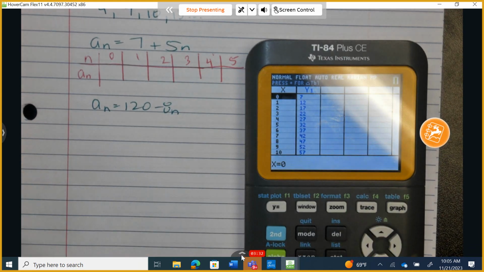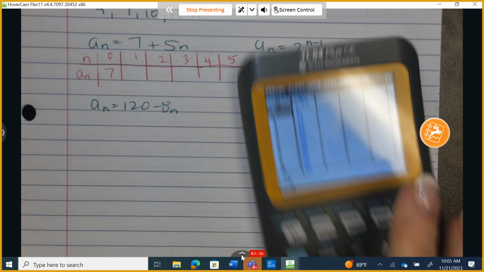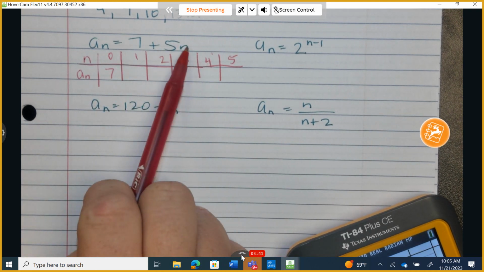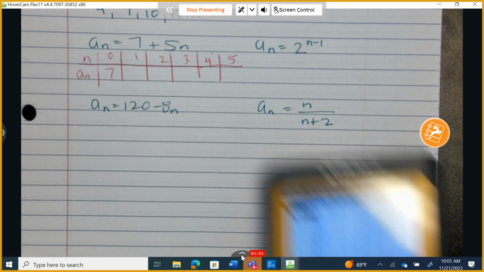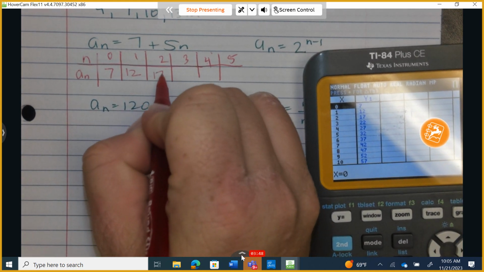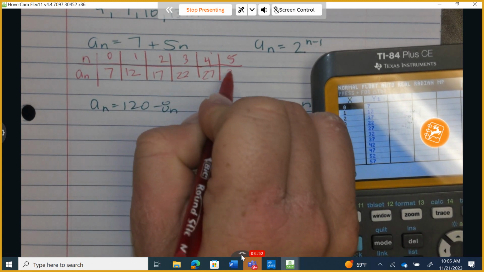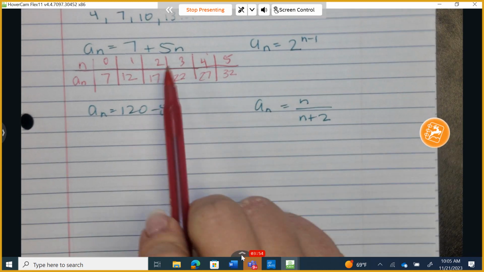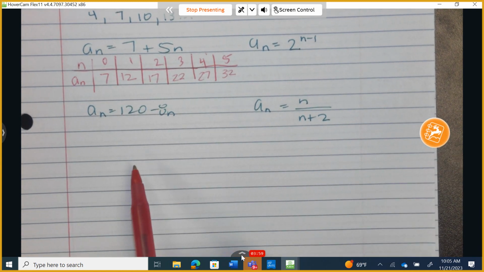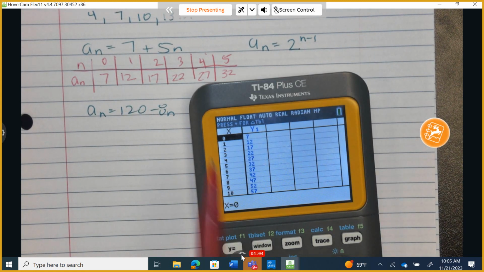So here's what it tells me. If I substitute in 0, I get an output of 7. That makes sense because 5 times 0 is 0, and 7 plus 0 is 7. If I substitute in 1, I get 12. If I substitute in 2, it is 17, 22, 27, and 32. All of this makes sense. I'm going up consistently by a value of 5, and I'm starting at 7. I was able to achieve that by looking at the table.